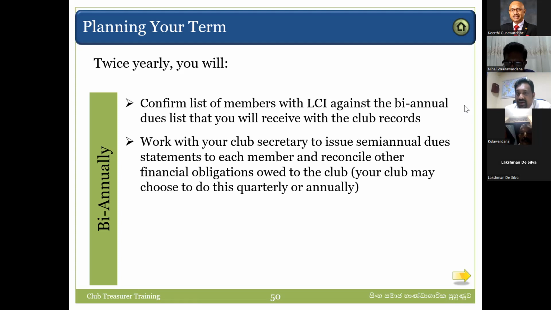We can write to the international also if there's anything to be clarified or revised. Work with your club secretary to issue a semi-annual dues statement to each member and reconcile other financial obligations to the club. So that is a good practice, if you all can do it every 6 months, to issue a statement to each member.